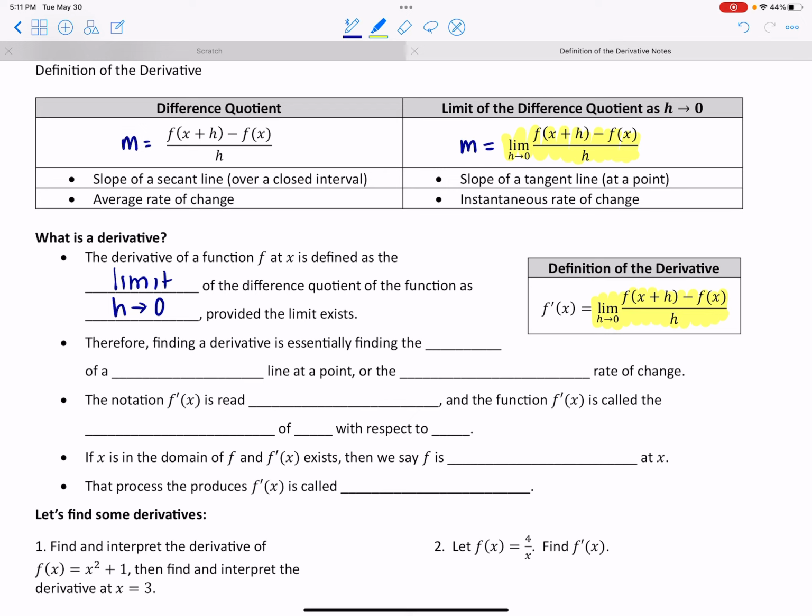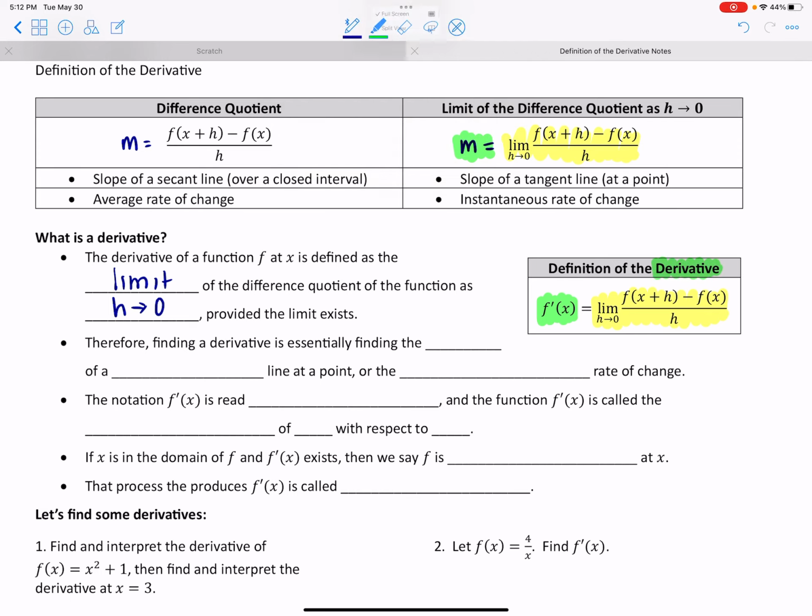So if I'm asking you to find an instantaneous rate of change, or the slope of a tangent line at a point, I am asking you to find the derivative. They're all the same process. So again, just different notation, where instead of just calling this m, we're going to call this f prime of x, and that is notation for the derivative.